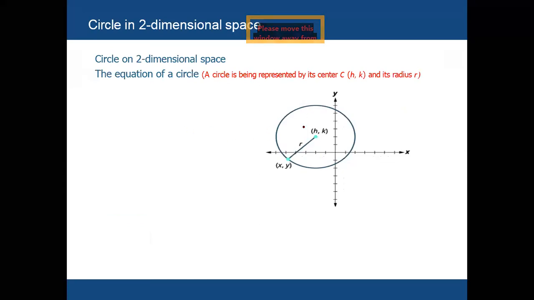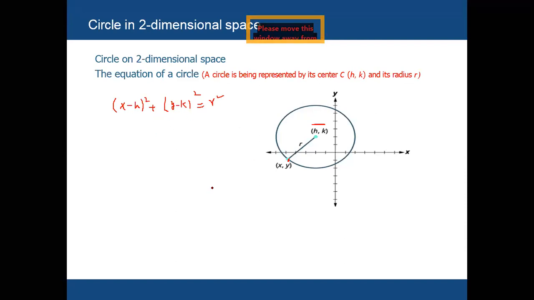Circle having central point h and k. So what do we have as the equation for a circle? The equation of a circle is (x minus h) whole square plus (y minus k) whole square equal to r square. In the circle equation, h and k are the central point.